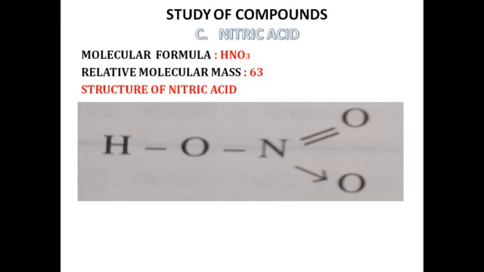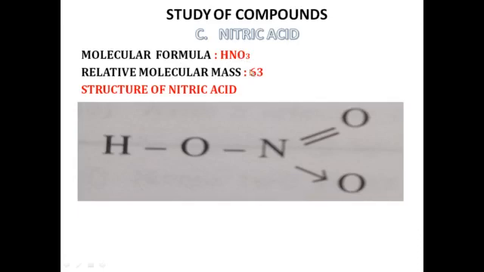Now let's see about nitric acid, how nitric acid is prepared and all. The molecular formula of nitric acid is HNO3, and the relative molecular mass of nitric acid is 63.